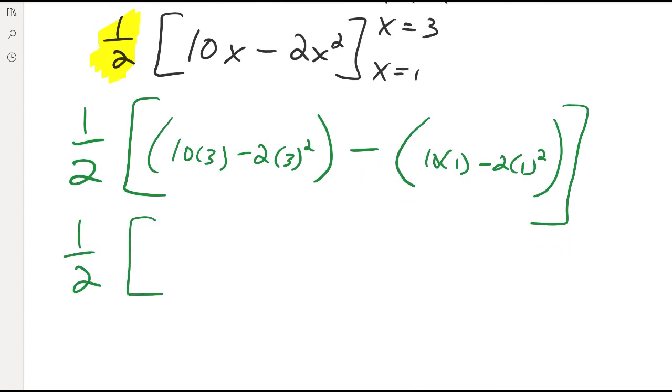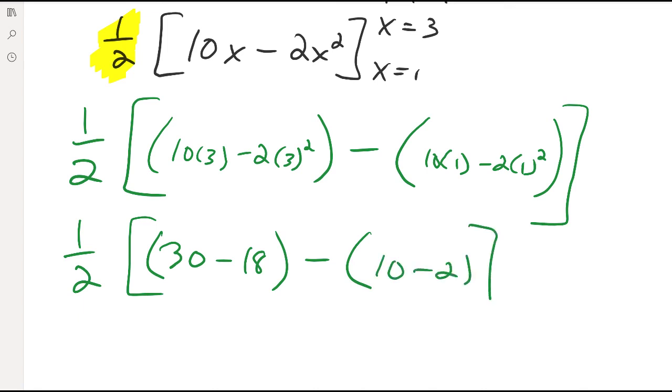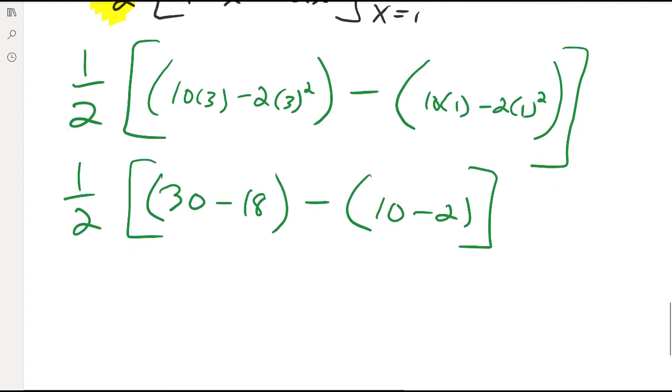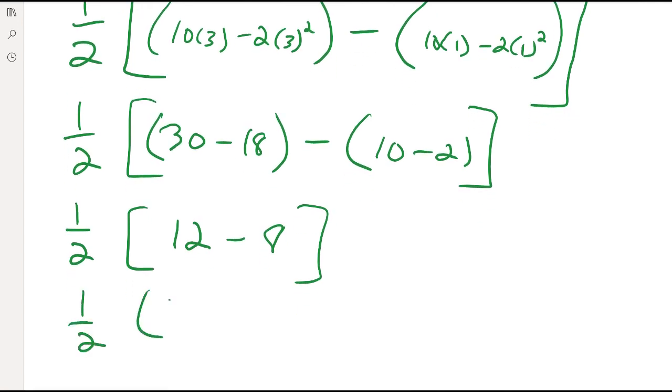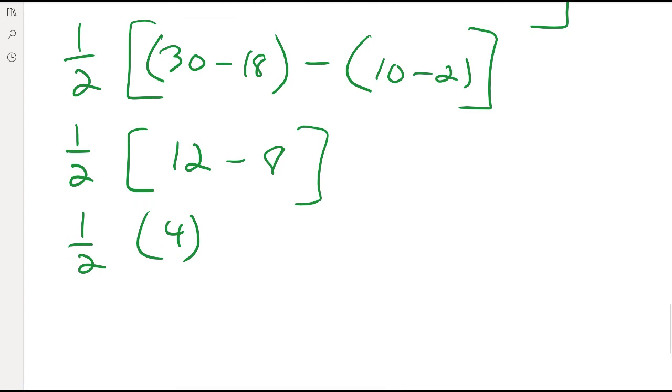So what we have here is 10 times 3 is 30. Minus, 3 squared is 9. 9 times 2 is 18. So it's going to be 30 minus 18, that quantity minus, 10 times 1 is 10. 1 squared is 1. 1 times a negative 2 is a negative 2. Okay. Take your time with these. So we have 1/2 times 30 minus 18 is 12. 12 minus, 10 minus 2 is 8. Okay, so then we have 1/2 times 4. Half of 4 gives us 2.